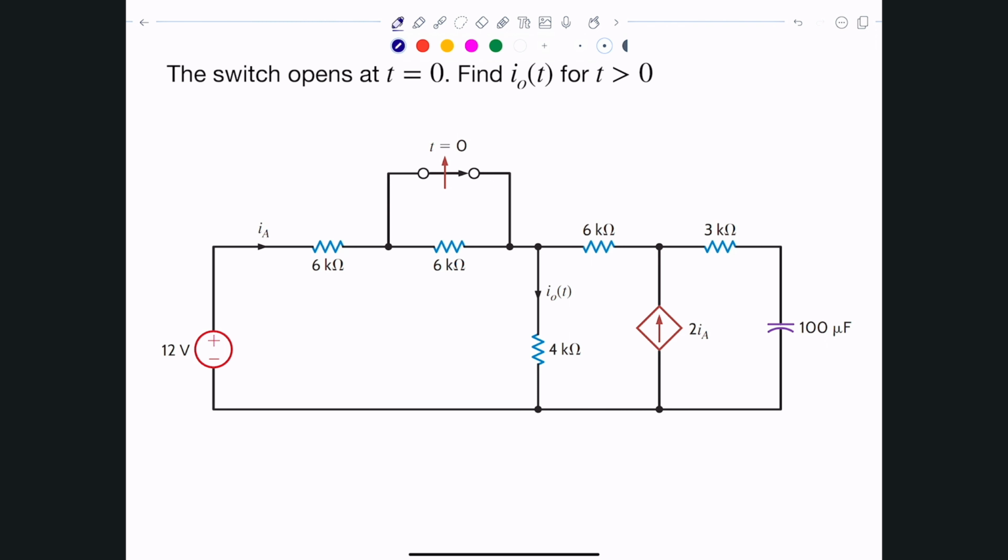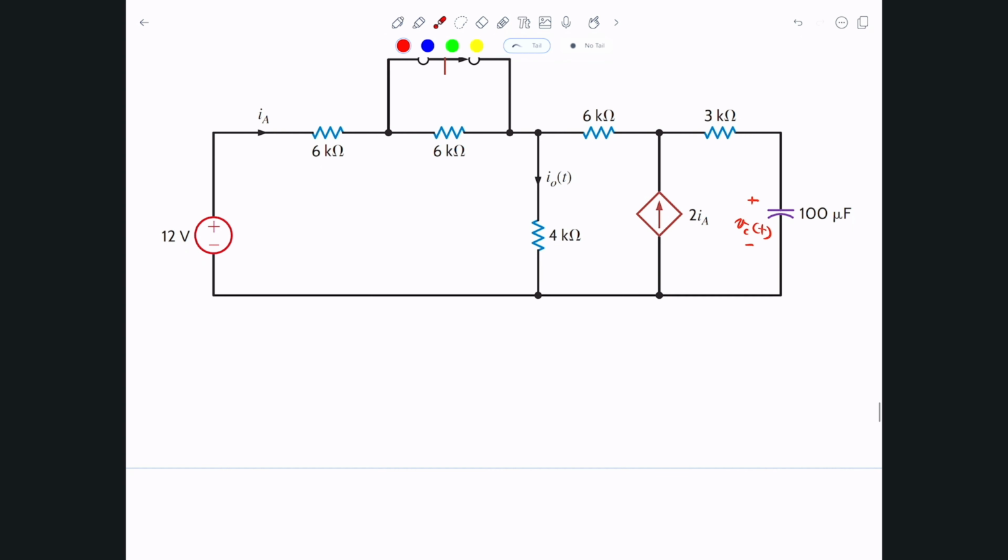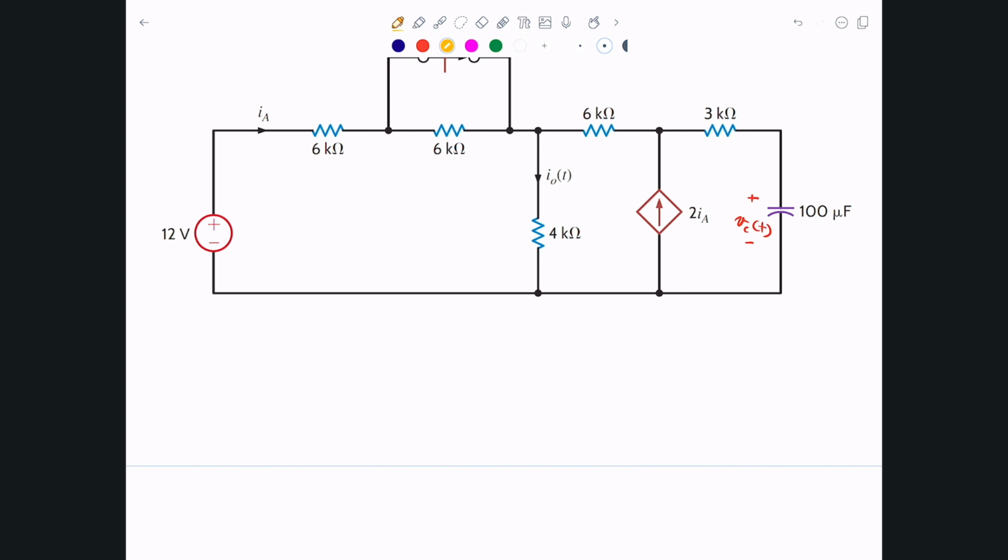So what I will be doing is, in addition to finding I naught of t, I will also find the VC of t. You can spend some time thinking if you could relate VC of t in terms of I of t. You probably will be able to come up with an equation that does that, but I'll just compute them differently. This example will utilize a lot of circuit analysis techniques, so I recommend that you do it on your own before looking at my solution. Okay, so what I will do right now is get started with the initial condition.